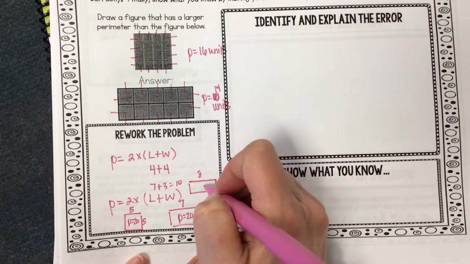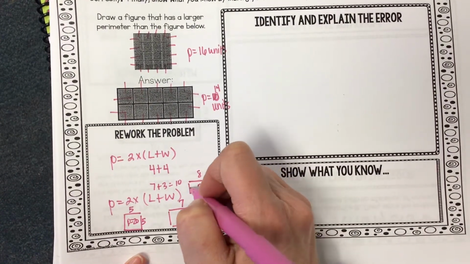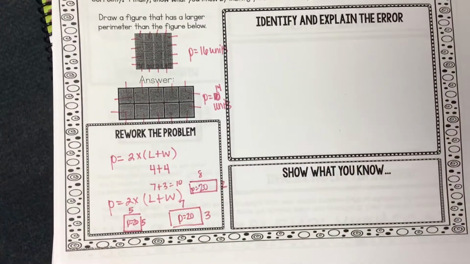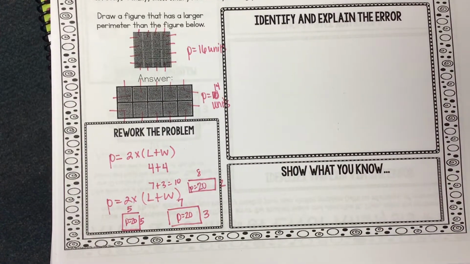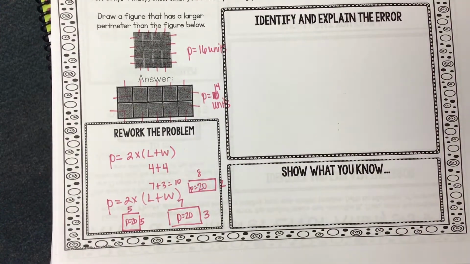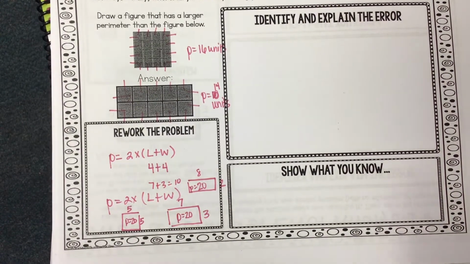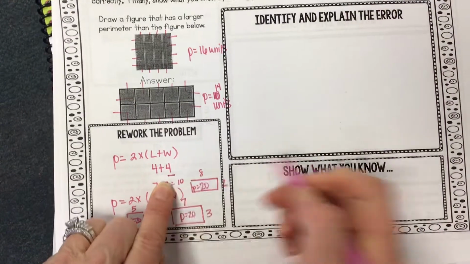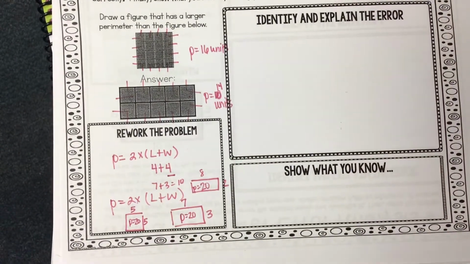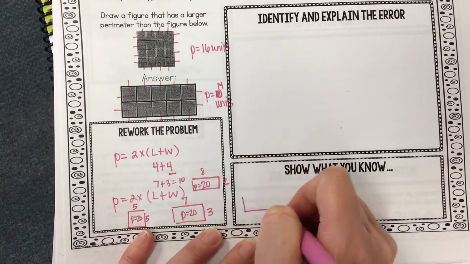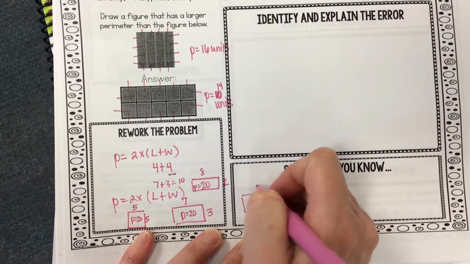So let's see if we can think of another perimeter. It doesn't have to be 20. It just has to be more than 16. Gage? 6 and 4. Yep, that would give us another perimeter of 20. She could have just done a 4 by 5. What if she did a rectangle that was 4 by 5?